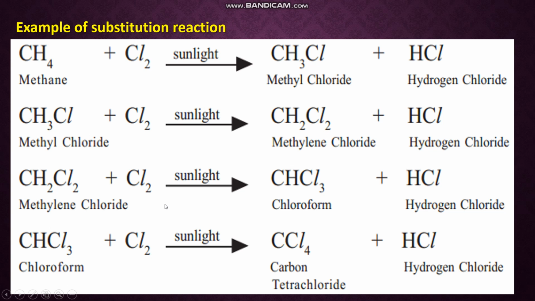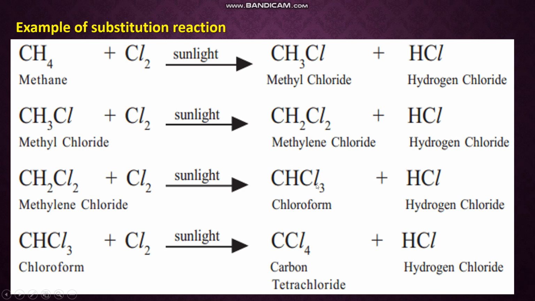Now to this again chlorine is added. This reaction continues until all the hydrogens are replaced by chlorine. Next step, what will happen? Another hydrogen is replaced by chlorine. So we are getting CHCl3. And the byproduct is HCl or hydrogen chloride. This is called chloroform, the common name. The other name is trichloromethane or chloroform.